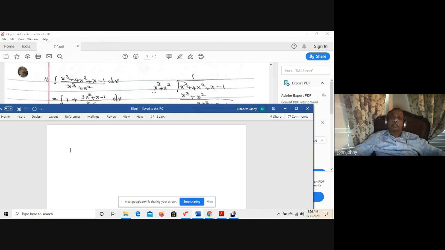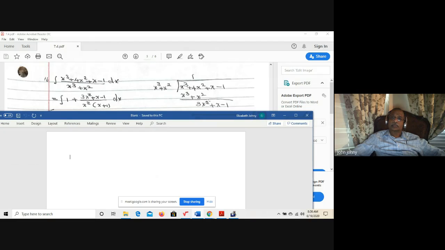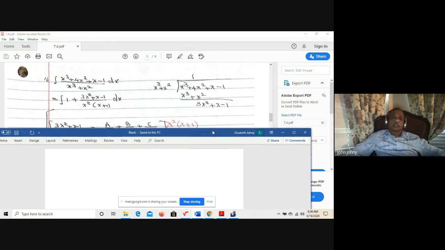X cubed divided by x cubed is 1. So 1 times x cubed is x cubed. 1 times x squared is x squared. 4x squared minus x squared is 3x squared. Plus x minus 1 is brought down. That's the remainder. So this whole expression is the quotient 1 plus the remainder over the divisor.